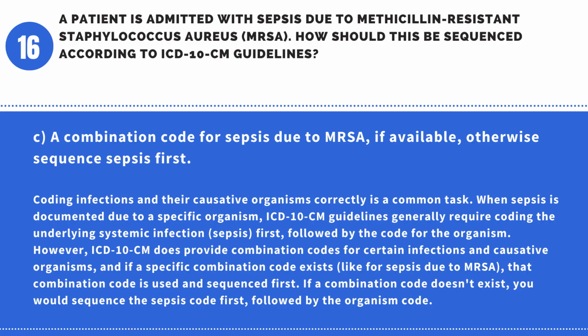However, ICD-10-CM does provide combination codes for certain infections and causative organisms, and if a specific combination code exists, like for sepsis due to MRSA, that combination code is used and sequenced first. If a combination code doesn't exist, you would sequence the sepsis code first, followed by the organism code.